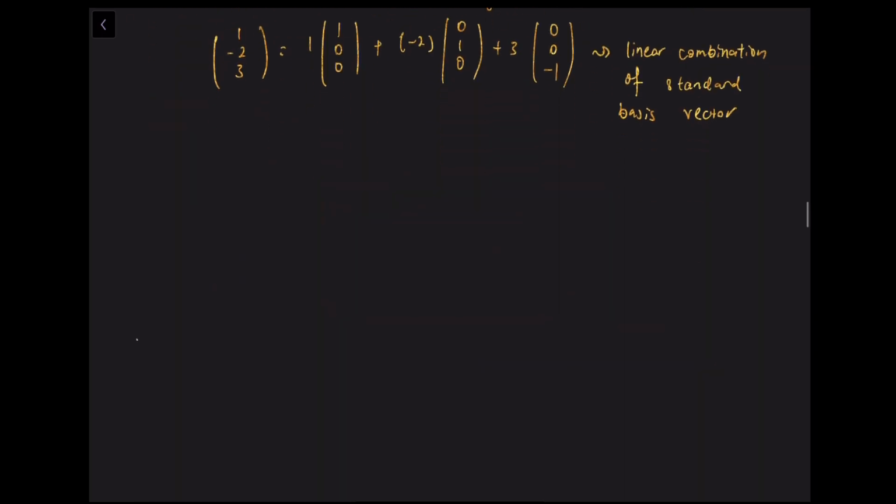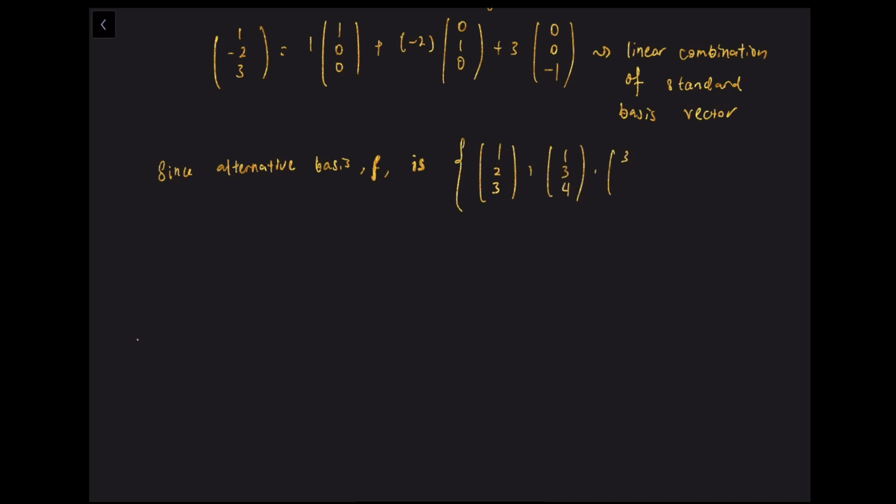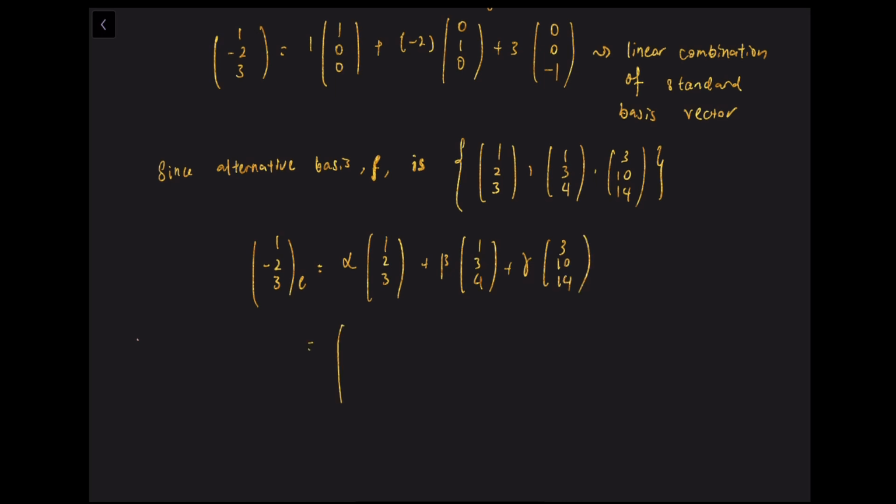Since an alternative basis F for R3 is (1, 2, 3), (1, 3, 4), (3, 10, 14), it is possible to express (1, -2, 3) as a linear combination of these basis vectors. Thus, (1, -2, 3) equals alpha times (1, 2, 3) plus beta times (1, 3, 4) plus gamma times (3, 10, 14). Or you can write it in matrix form, like this.